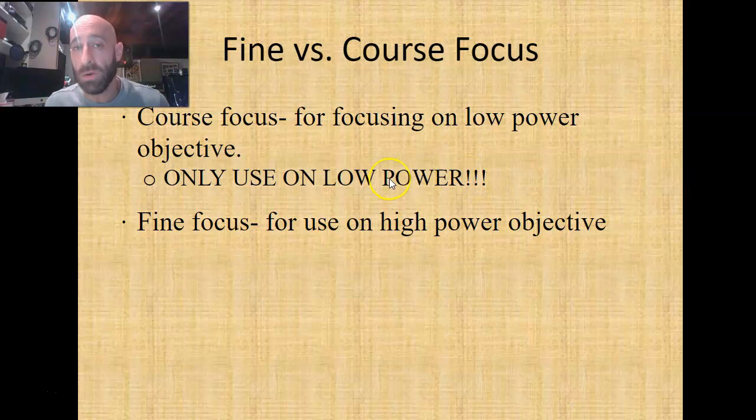So you only use the coarse adjustment knob in low power, because if you use it in high power, you can actually damage the slide, and also you will probably be doing too much focusing. You'll lose track of what you're looking at. So the coarse adjustment knob is going to be used in low power. Then once you get it in focus on low power, you're then going to switch to high power, and at that point you're going to use the fine adjustment knob.